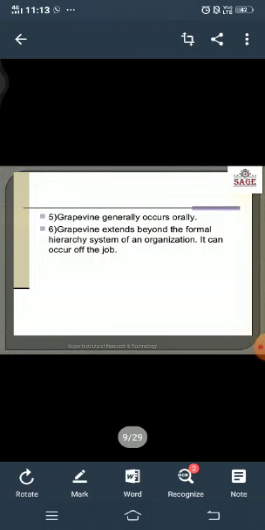In this way we see that there are formal channels and informal channels. We have studied that the channel of communication can be divided on the basis of the type of message, on the basis of direction, on the basis of content, and the nature of it, whether it is formal or informal. The informal channel is called grapevine, and we have studied its features.